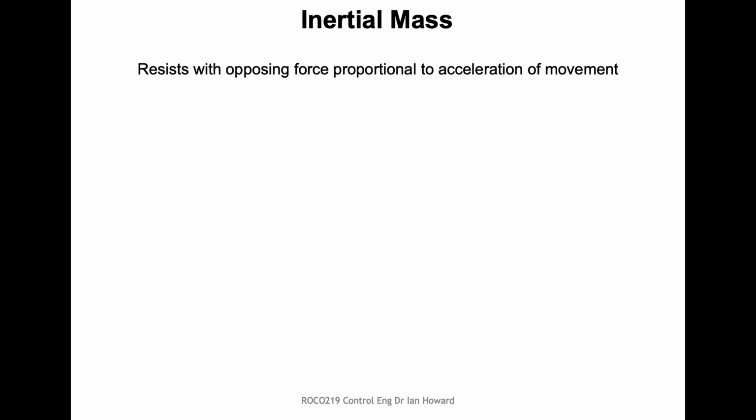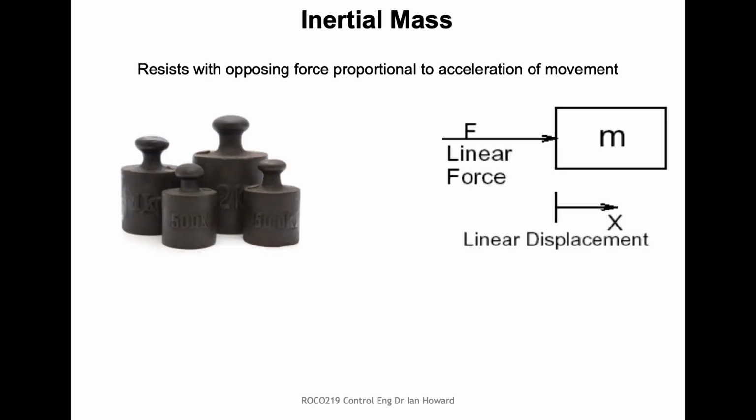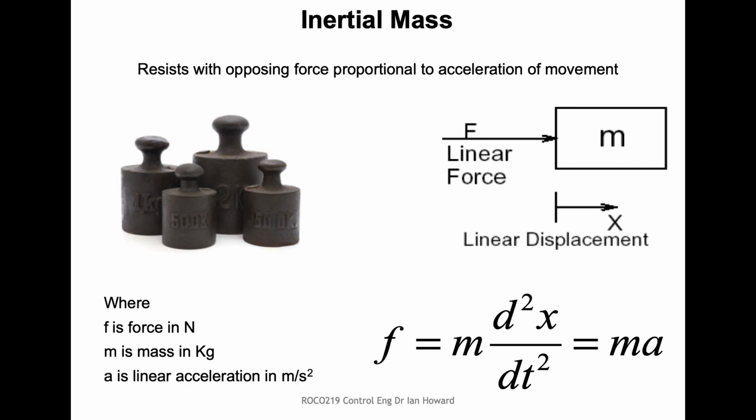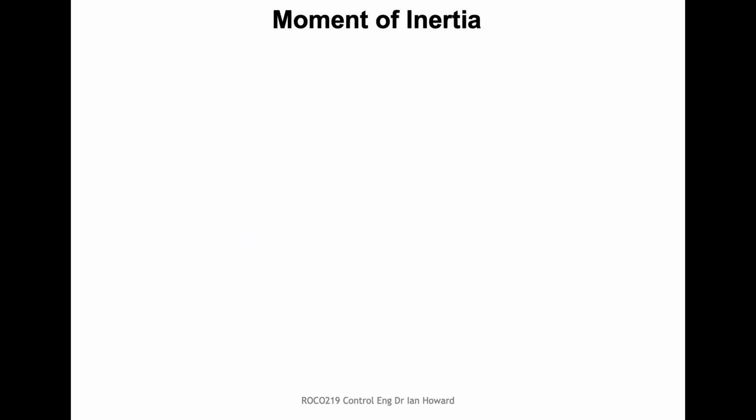Another aspect of mechanical systems we can't get away from quite often, even though we'd like to reduce it, is inertial mass. Inertial mass, of course, resists force according to one of Newton's laws. So force is proportional to acceleration. Force is mass times acceleration, and we can write that as the second differential of displacement. So F equals m d squared x dt squared. Force in newtons, mass in kilograms, acceleration in meters per second squared.